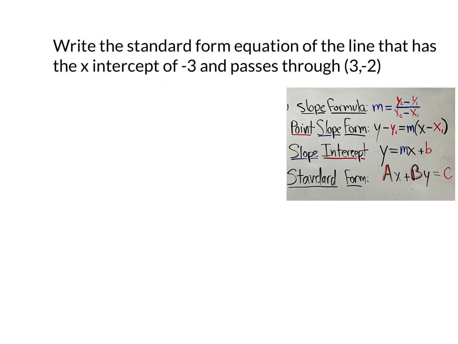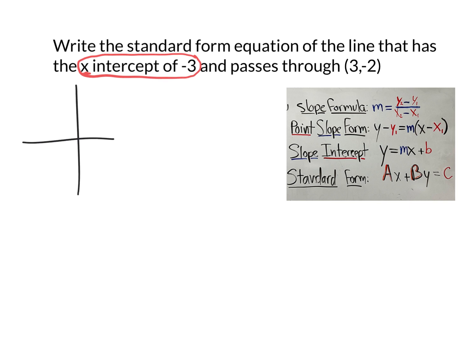This next question says, write the standard form equation of the line that has the x-intercept of negative 3 and passes through the point 3, negative 2. Okay, guys, so what am I giving you on this problem? Is this a b value? No, that's not the y-intercept. It's the x-intercept. So what am I really giving you right there?